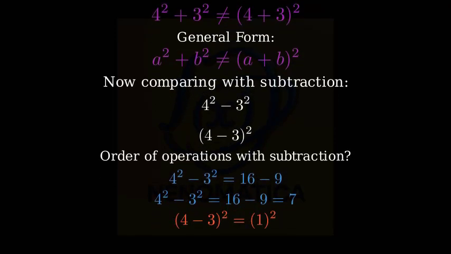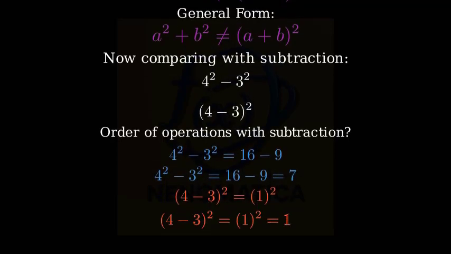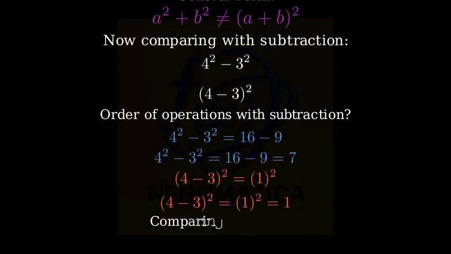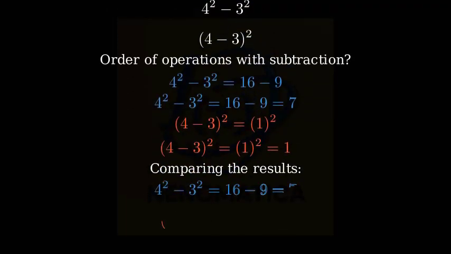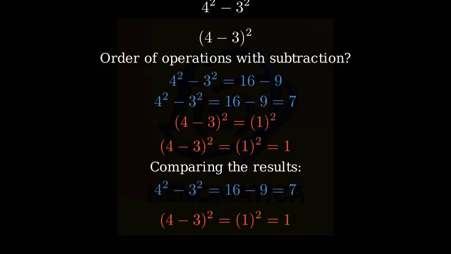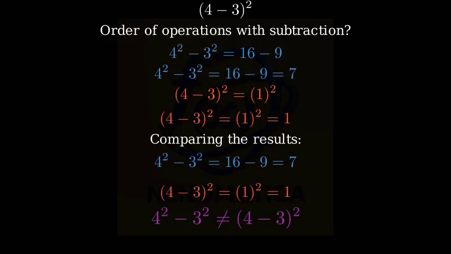For the second expression, we first calculate what's inside parentheses, 4 minus 3 equals 1. Then we square this result. 1 squared equals 1. Again, we observe that the two expressions yield different results. 4 squared minus 3 squared equals 7, while the square of 4 minus 3 equals 1. So we conclude that the difference of squares is not equal to the square of the difference.